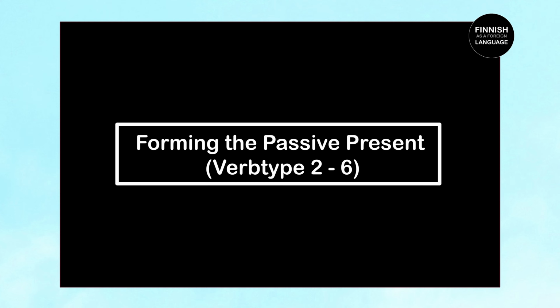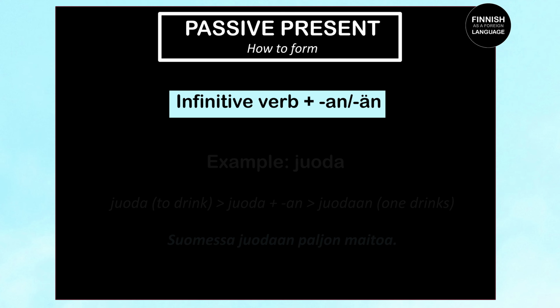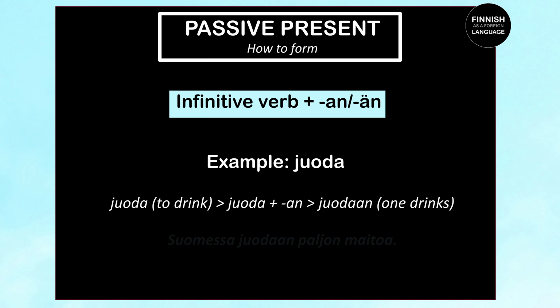Alright, we move on to the next chapter, forming the passive present for verb types 2 till 6. Here the only structure we have to follow is the infinitive verb plus either an or en, depending on the vowel harmony. Here's one example. Juoda means to drink. Now, when we want to form the passive present out of it, we take the infinitive verb, which is juoda, and we add an to it. So we have juoda plus an is juodaan, which means one drinks. Let's see how it works in a sentence.